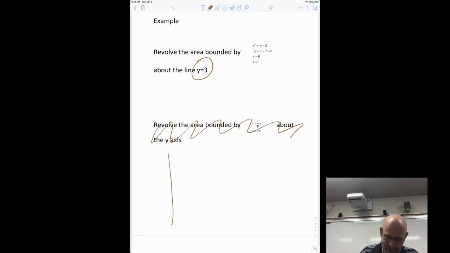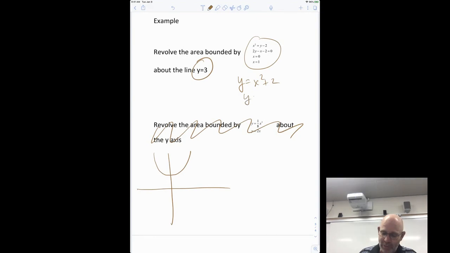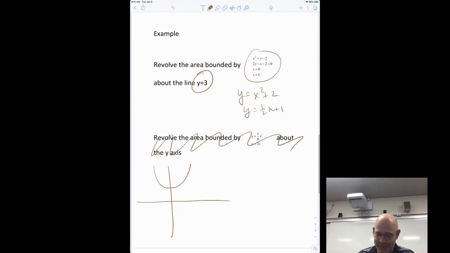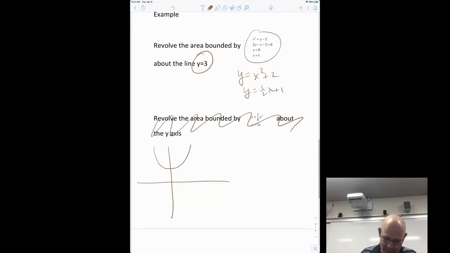So I'm going to draw this picture again, same one here. Same problem we just did, actually. So y equals x squared plus 2. Y equals 1/2 x plus 1. Is it the same? Hang on, let me make sure it's the same. Yep. Y equals 1/2 x plus 1, from 0 to 1.